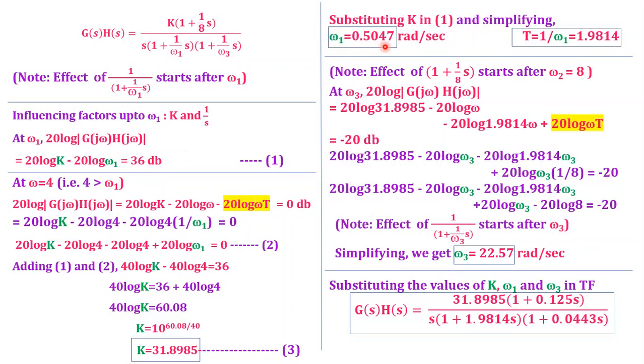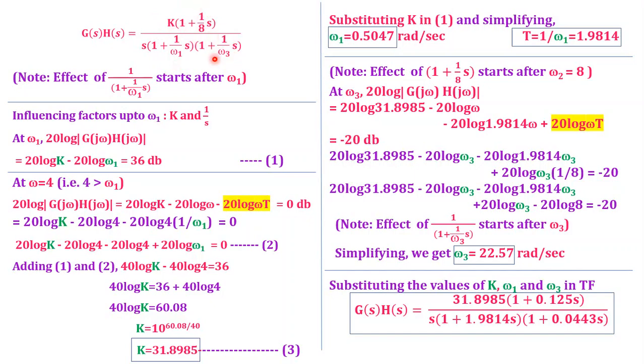I got omega 1 as 0.5047 radian per second. But I need t, which is 1 by omega 1. Therefore 1 by 0.5047 is 1.9814 seconds. Right. Now, k is known to us, and this is already known to us, so no need to worry about this.